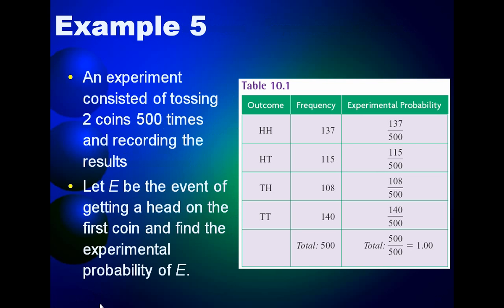So what we're going to do is toss 2 coins 500 times, and we're going to record the results. At the end of the 500 tosses, heads, heads occurred 137 times, heads, tails occurred 115 times, and so on and so forth. Experimental probability is the number of times that it occurs within the experiment over the number of times that you perform the experiment.